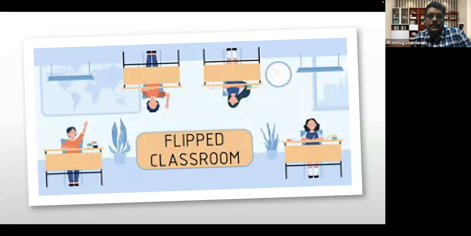In the traditional method of classes, the teacher will tell the students that tomorrow I'm going to take up such and such topic. If interested, students can go through the topics and come. The same thing is what we are doing in the flipped classroom. That is, the student knows that tomorrow I'm going to take one particular class.